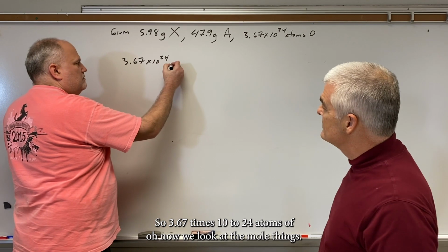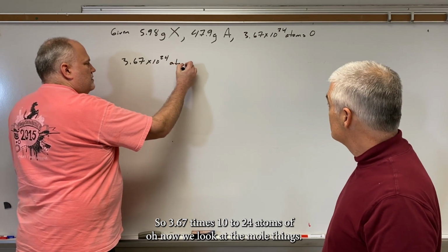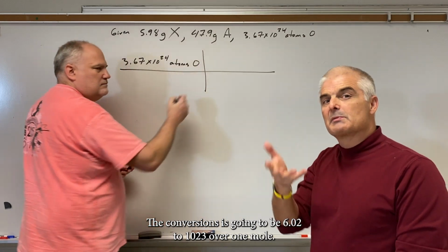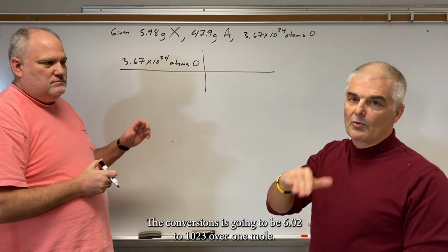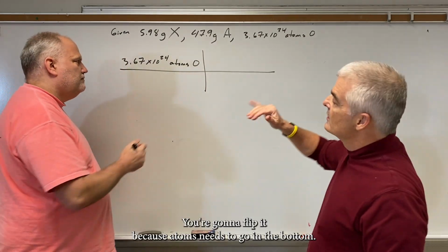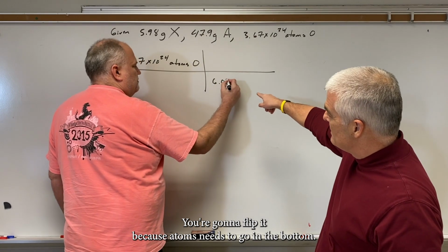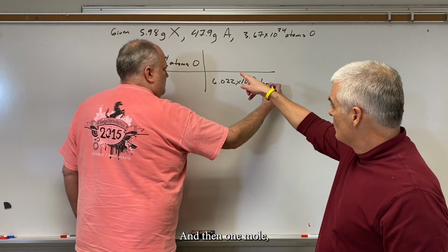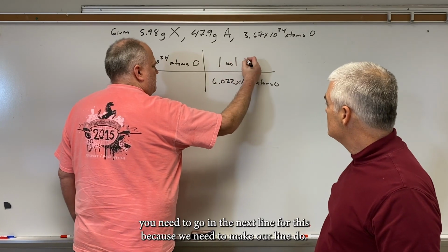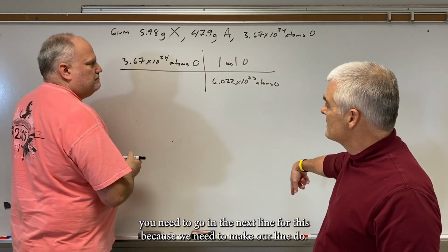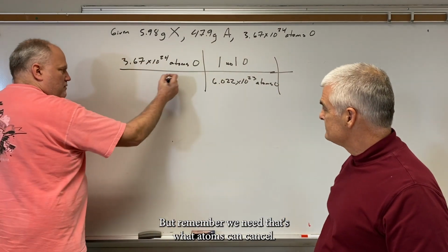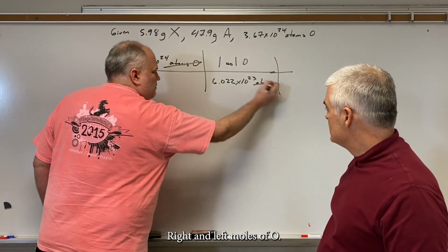So it's 3.67 times 10 to the 24th atoms of O. Now we look at the mole conversions. This is going to be 6.02 times 10 to the 23rd over 1 mole. Flip it or leave it? You're going to flip it because atoms needs to go in the bottom, the 6.022 number, and then 1 mole. You'll need to go on the next line because you need to make a line. We're going to pick it up right below here, so that atoms can cancel. And we're then at moles of O.